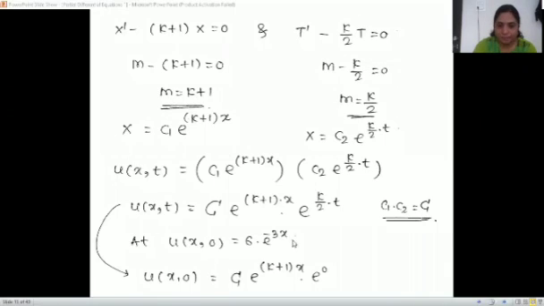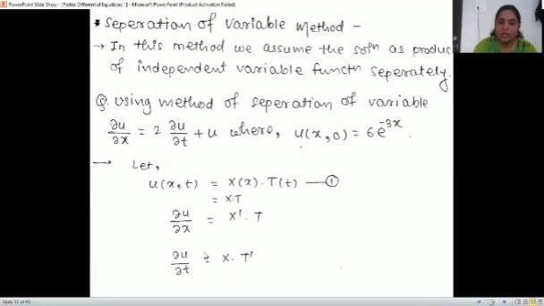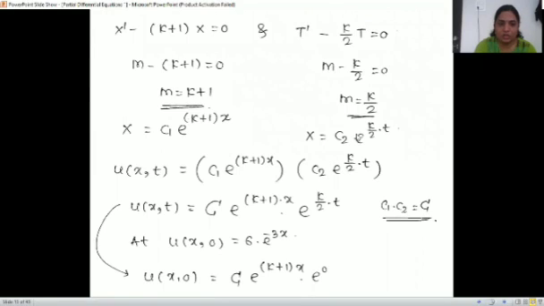Okay, we are here. This is our solution. U of xt is c into, okay, next we have to use the conditions given to us. That is, u of x0 is given 6 into e raised to minus 3x. So t is 0 here, right? By this condition t is 0.